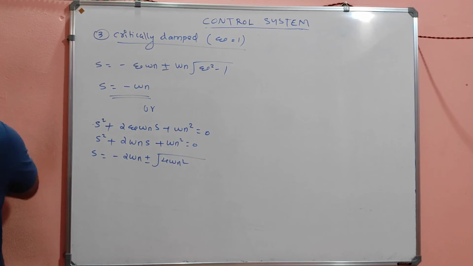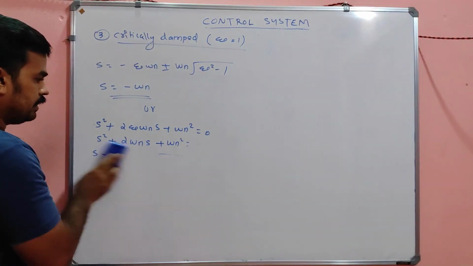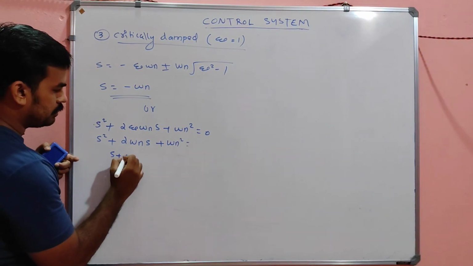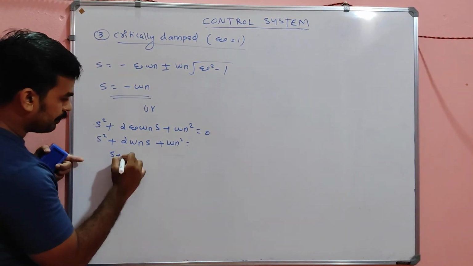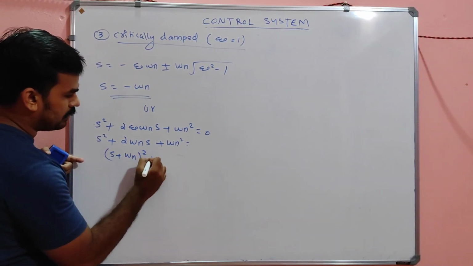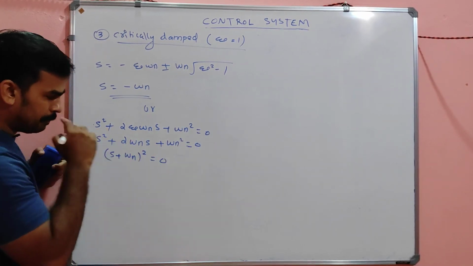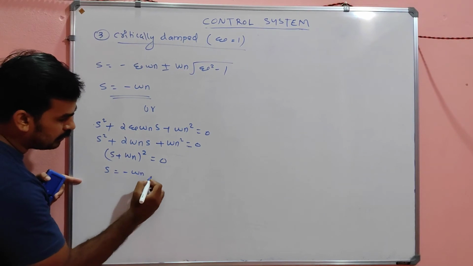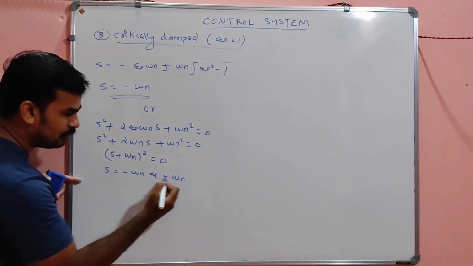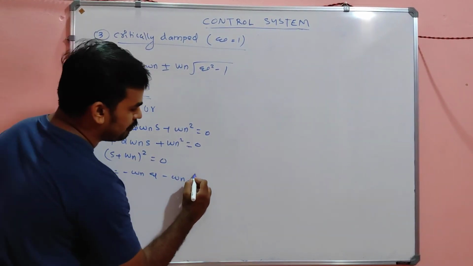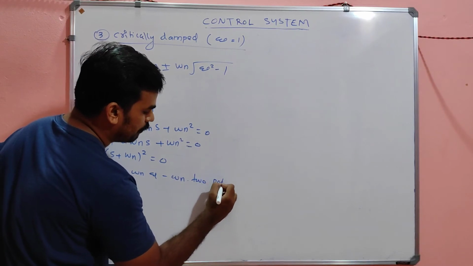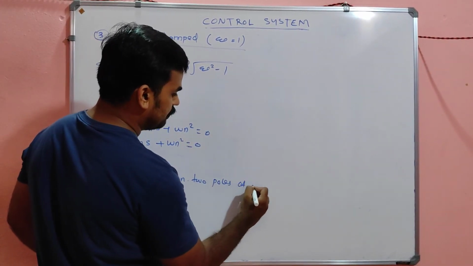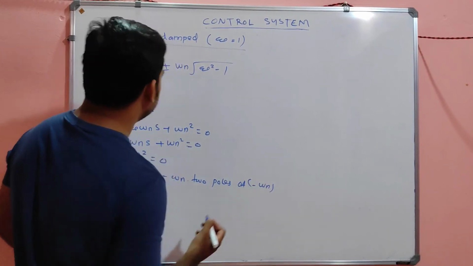Okay, theta equal to 1 now, so I can arrange it like this: S plus omega n the whole square is equal to 0. So S plus omega n equal to 0 means S is equal to minus omega n, and again minus omega n, which means 2 poles, my dear, 2 poles at minus omega n. That is the meaning.